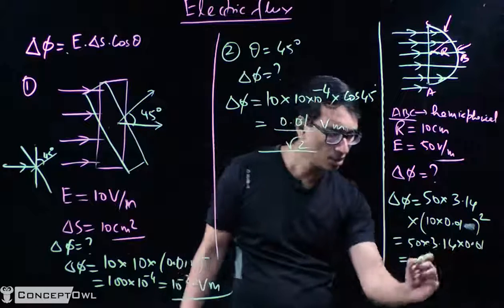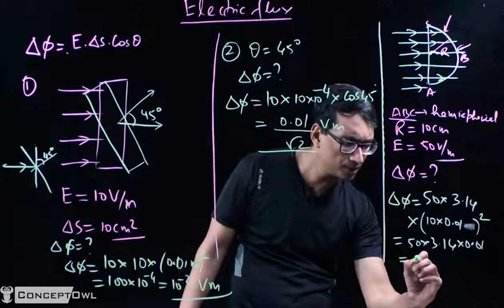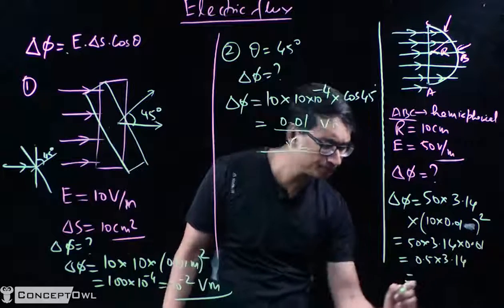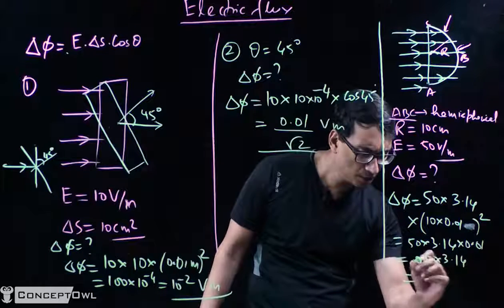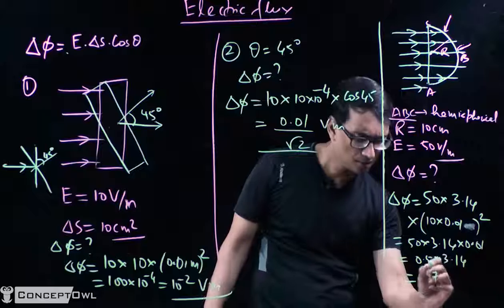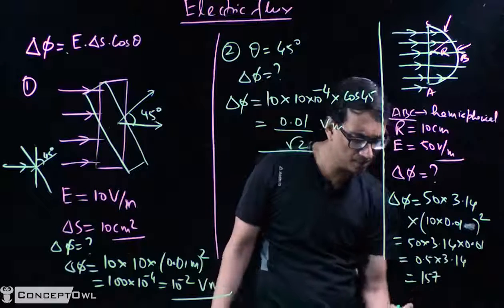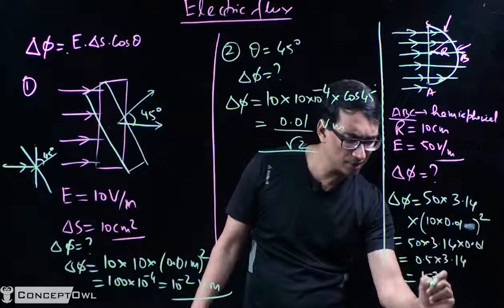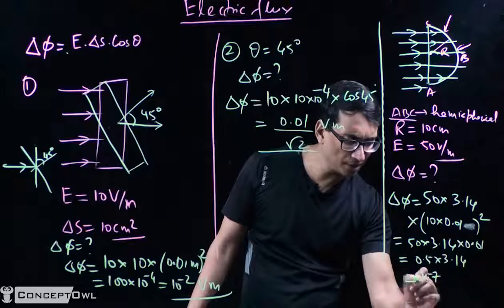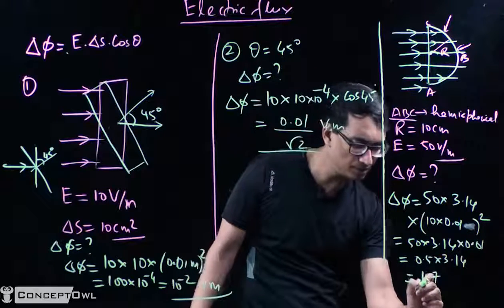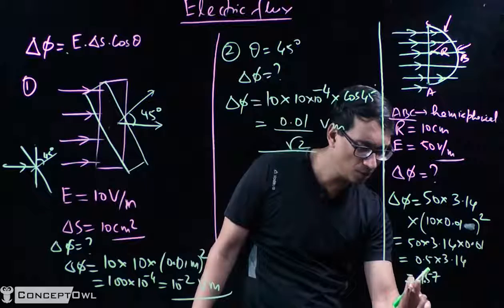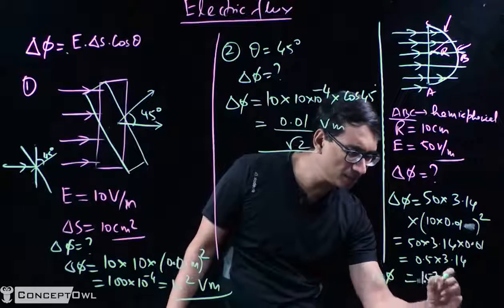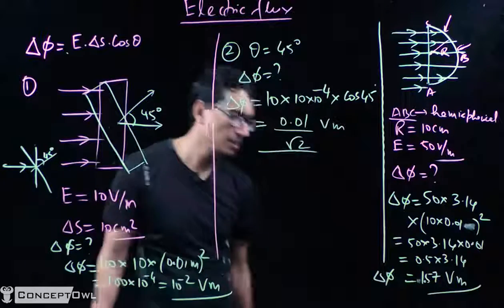And that would be nothing but 0.5 into 3.14. Let me make sure I don't get the maths wrong. 5 times 314 is 1570, so with the decimals, sorry, 1.57. My apologies, 1.57. So now my delta phi is equal to 1.57 volt meter. This is the answer.